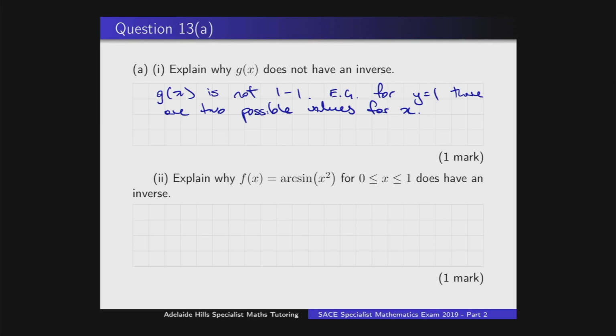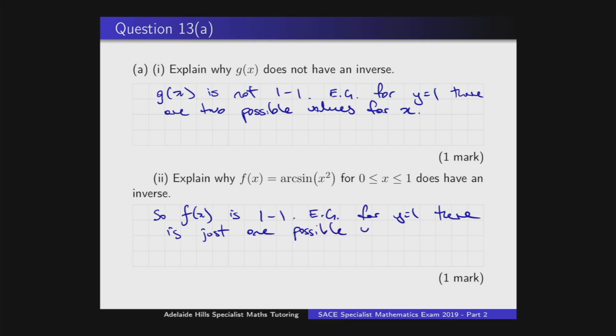Okay, so f of x is 1 to 1. For example, for y equals 1, there is just one possible value for x. Okay, and in that situation you can take an inverse.